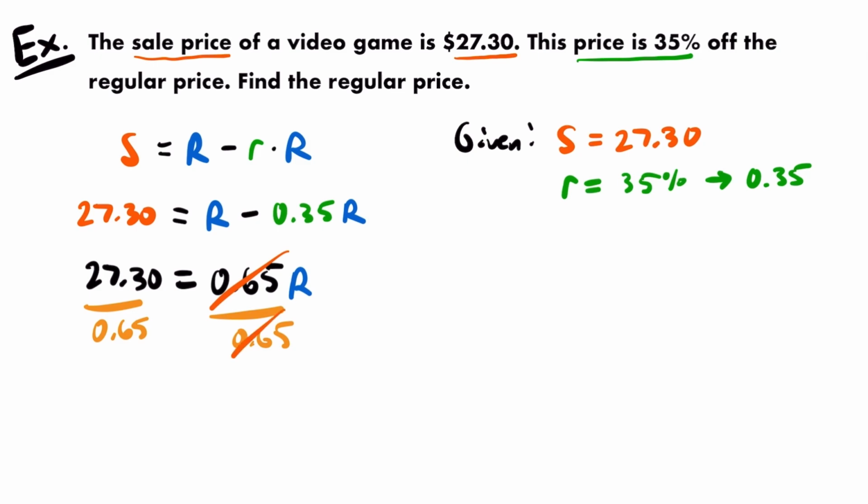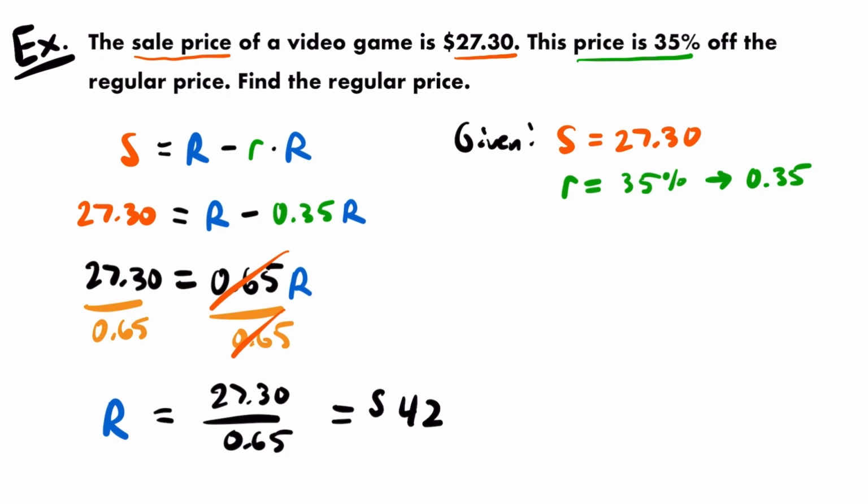And so these 0.65s will cancel out, just leaving you with the regular price R is equal to 27.30 divided by 0.65. All right, what we would have is R is equal to that fraction. Okay, now I'm not going to show you the work of doing this division here. That's not the focus of this video. The focus is on using this equation to solve discount problems. And so feel free to just put this calculation into a calculator, take 27.3 divided by 0.65, and you will find that the regular price is equal to a value of 42, or really it would be $42, right?